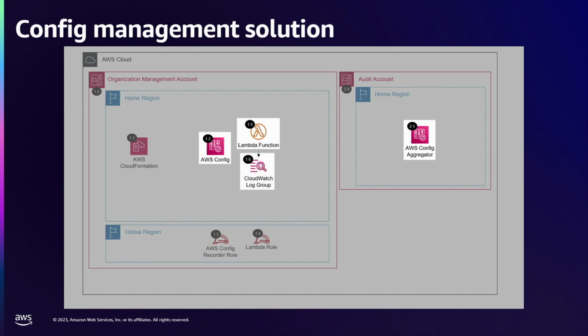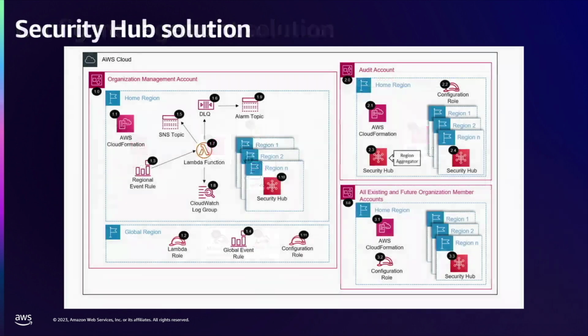A CloudWatch log group is set up for the Lambda function to store its log information in. And then some roles so that the Lambda can do what it needs to do and the config recorder can examine all the resources in the account.